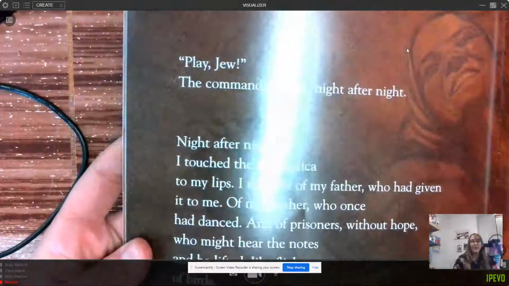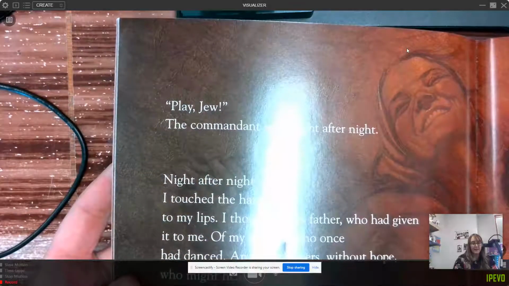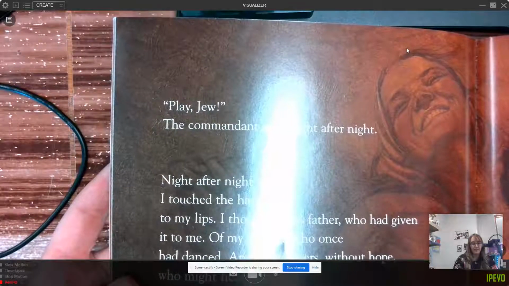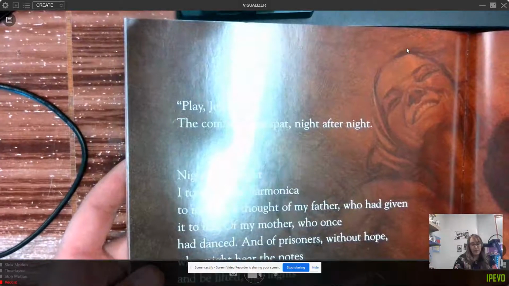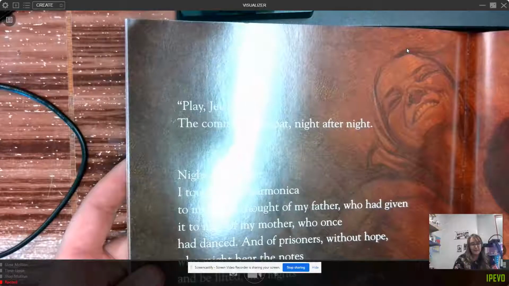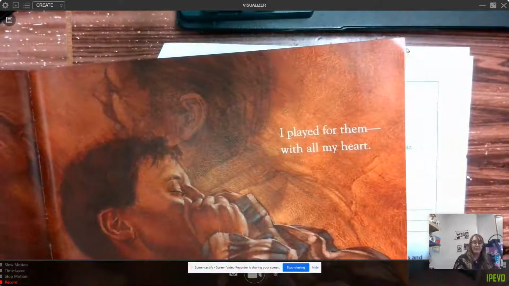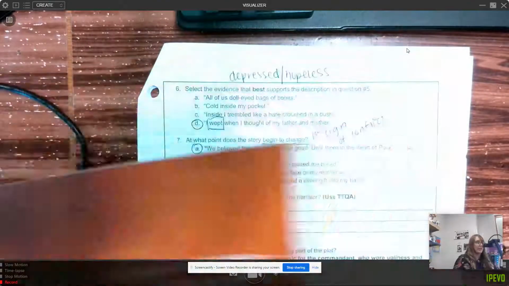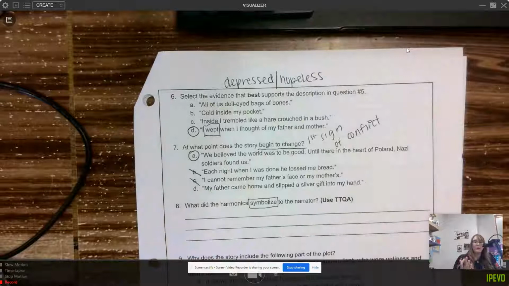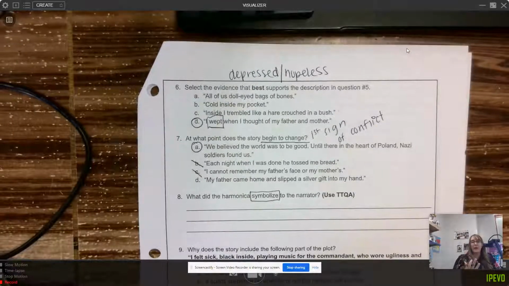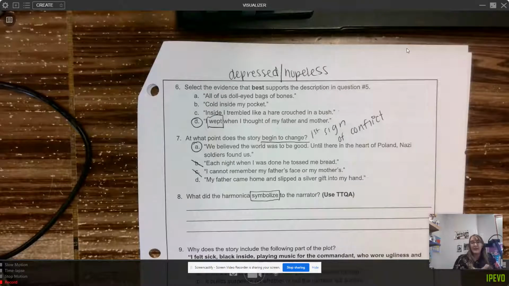right here, night after night I touched the harmonica to my lips. I thought of my father who had given it to me, of my mother who once had danced, and of prisoners without hope who might hear the notes and be lifted like flights of birds. I played for them with all of my heart. So to him, I think it represents joy. That's the only type of joy or love or affection that he's getting at that point.